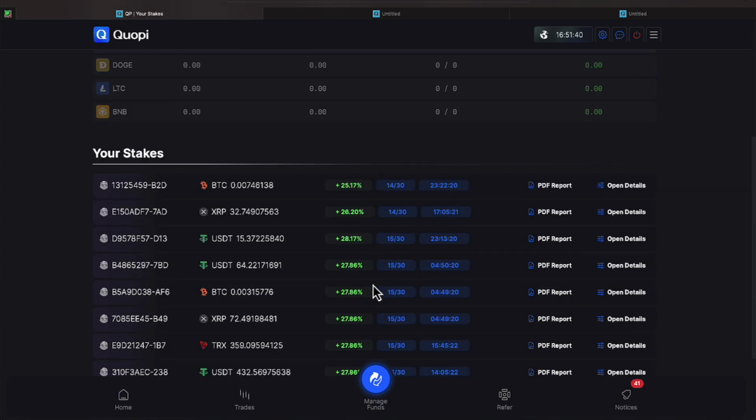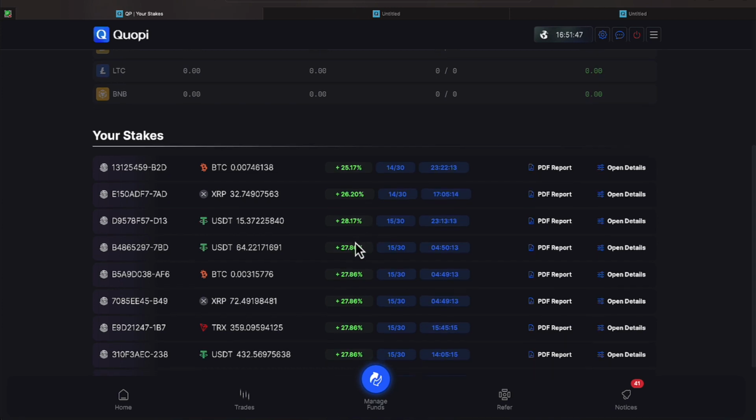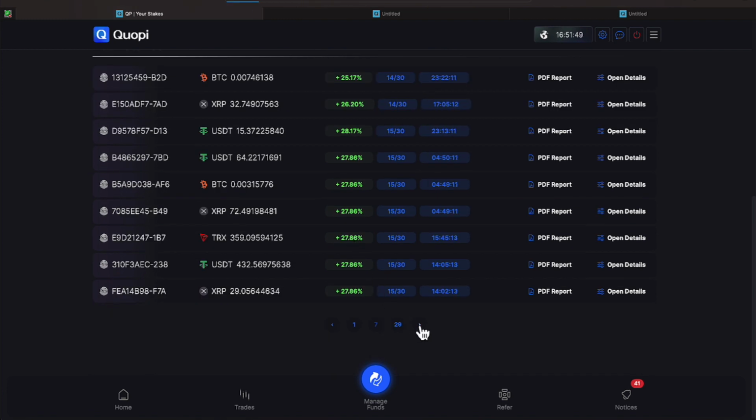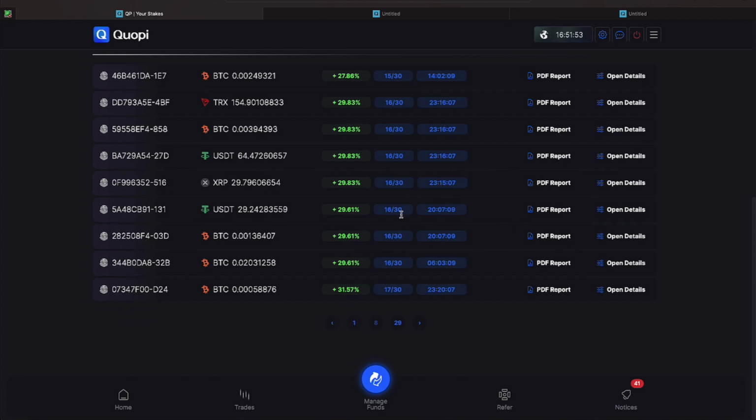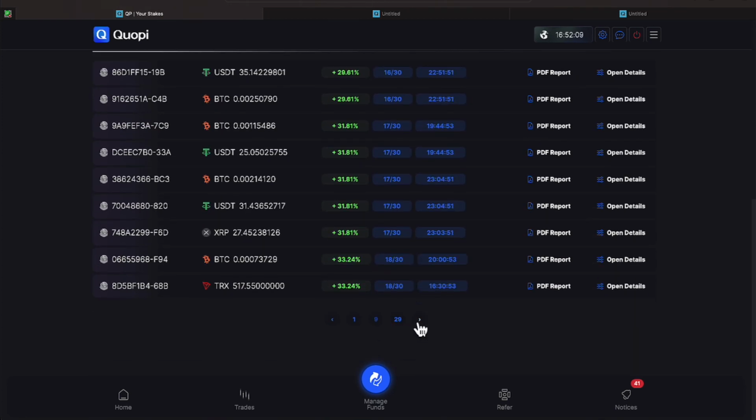Let's go ahead and go to 15. 15 is halfway through our 30-day cycle, and Quopi has achieved a 28.17%. And let's go ahead and go to the next page. We got quite a few we locked down on the 15-day mark. And on 16 trading days, Quopi has achieved a 29.83%. And on 17 trading days, Quopi has achieved a 31.57%. And on 18 trading days, Quopi has achieved a 33.24%. And then it breaks down over here what we locked down, whether that was USDT, Bitcoin, XRP, Tron, and it goes on down through the list like so.